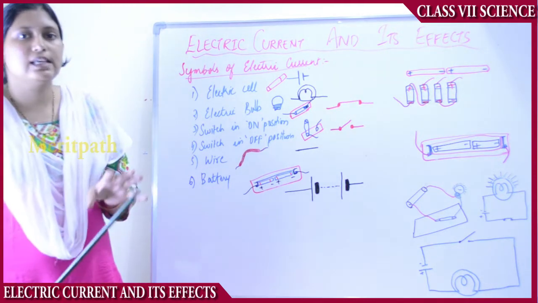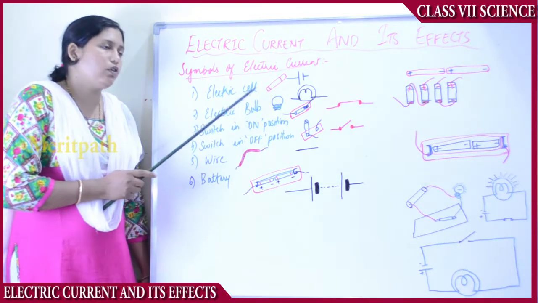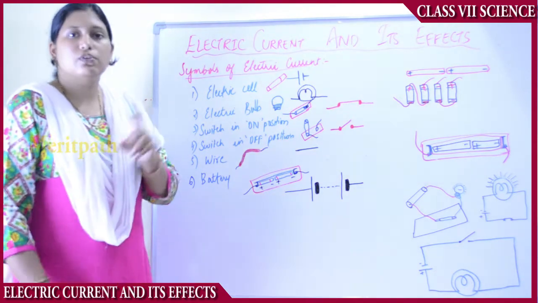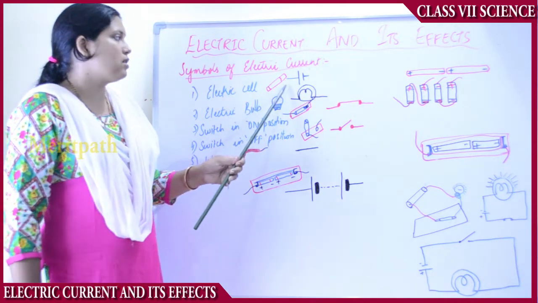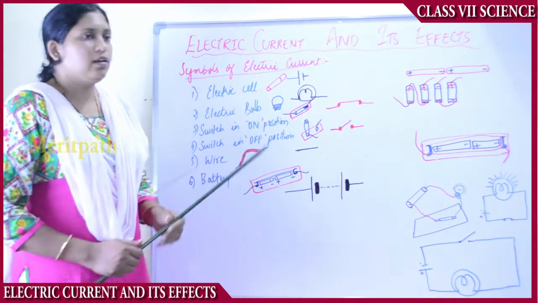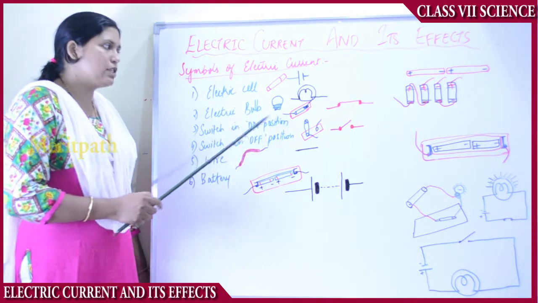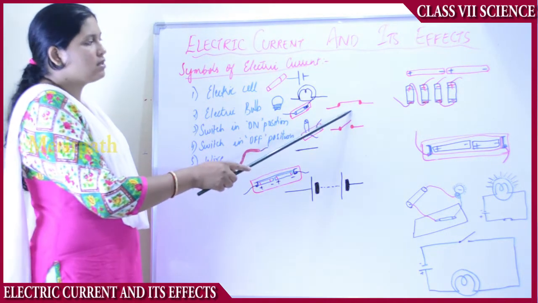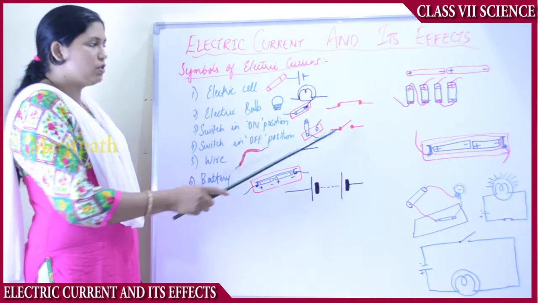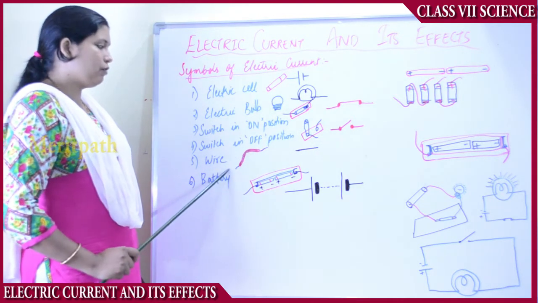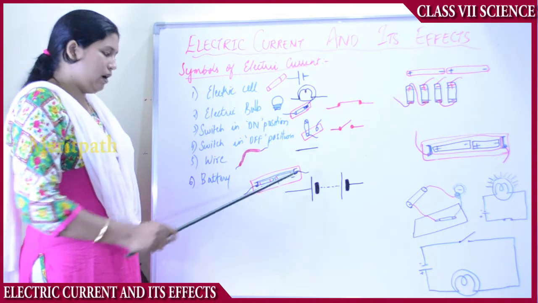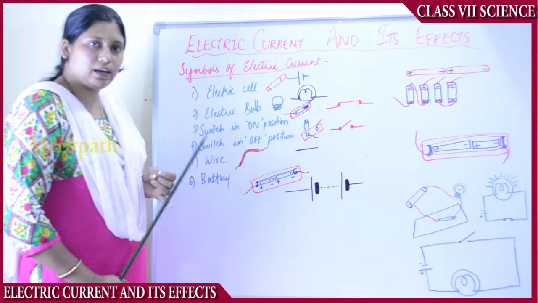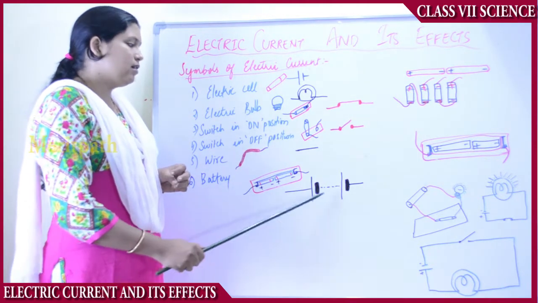So how are all these things represented? There are some symbols for the electric circuit. For the electric cell, the normal cell which we use especially in remotes, the symbol is this. An electric circuit consists of an electric bulb also. The symbol of an electric bulb is this. When the switch is in on position, this is the symbol, and when the switch is in off position, this is the symbol. And for the wire, this is the symbol. And for a battery, where the positive terminal will be connected to a negative terminal, this is the symbol.